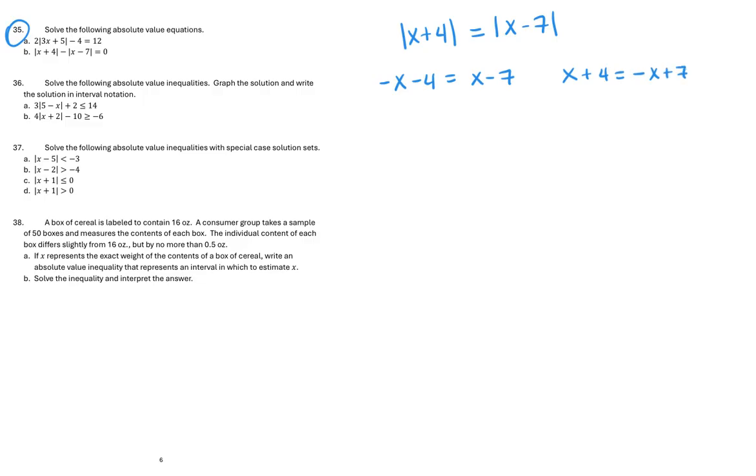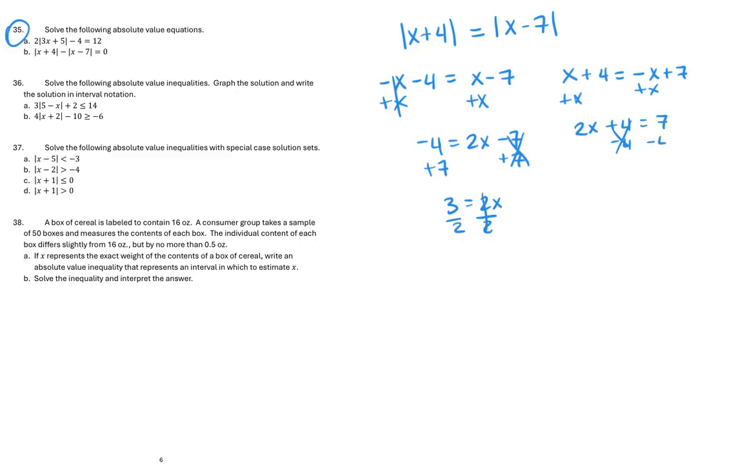So then I'm going to solve these. I'm going to add the x here, and I have negative 4 equals 2x minus 7. I'm going to add the 7, and I'm going to get 3 equals 2x. Then I'm going to divide by 2. So then we also have this one. I'm going to add the x. I'm going to get 2x plus 4 equals 7. I'm going to minus the 4. And then we're going to have 2x equals 3. So we see that x equals 3/2.